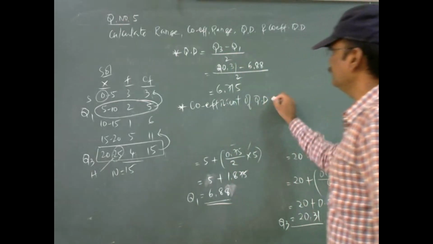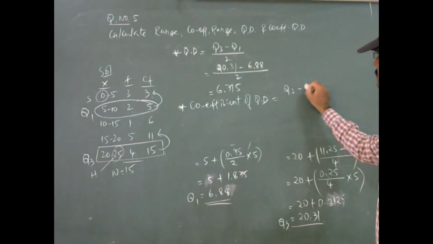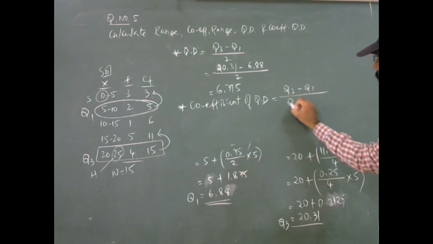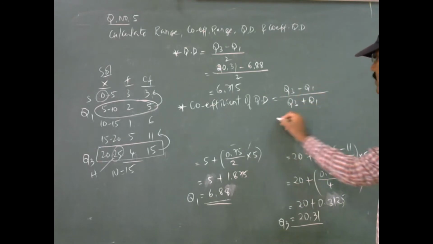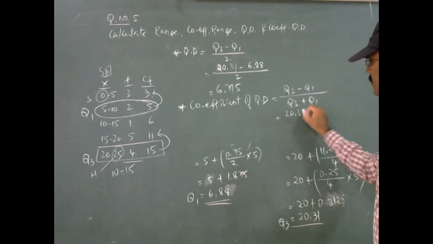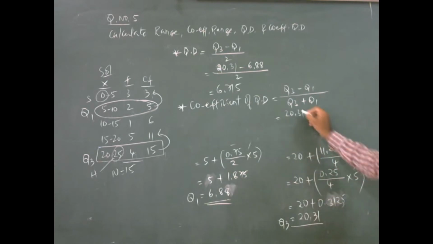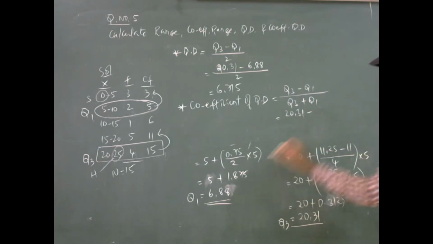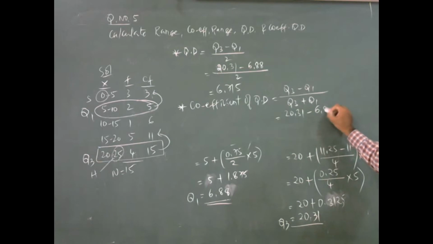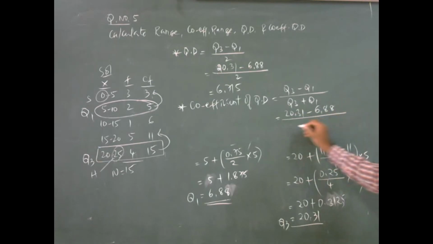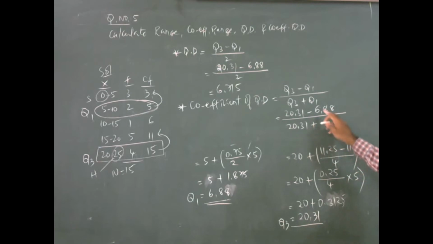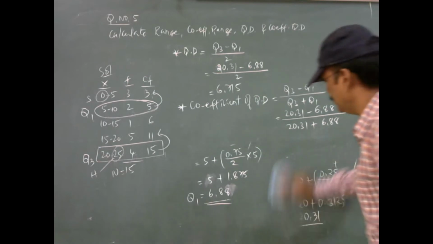Then you do the coefficient of quartile deviation: Q3 minus Q1 divided by Q3 plus Q1. So Q3 is 20.31, minus Q1, which is 6.88, divided by 20.31 plus 6.88. You simplify this one now and you will get the answer.